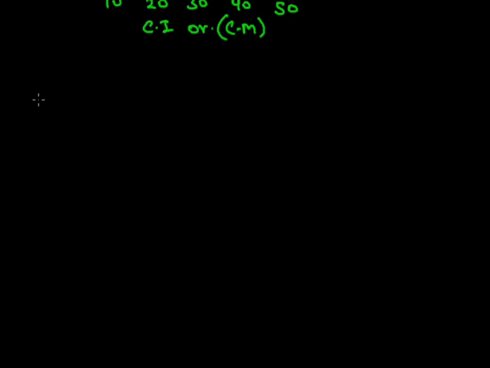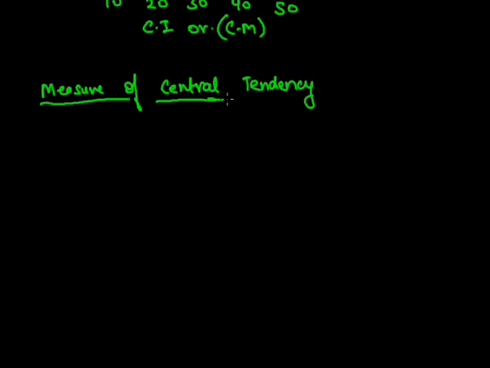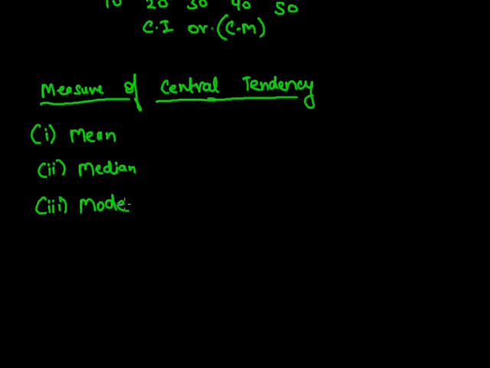And now we move on to the next part of this chapter, that is measure of central tendency. What do you mean by measure of central tendency? Measure of central tendency means to find out the average of the given data. For finding out the average of the given data, we generally use three types of measures, that is mean, median and mode. All three are methods to find out the average of the given data.